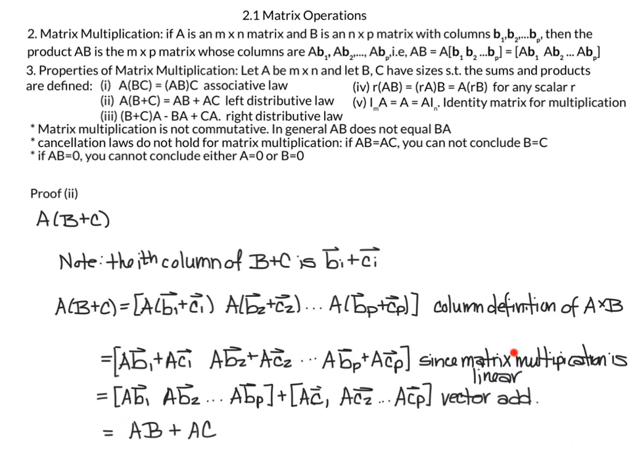So now, since matrix multiplication is linear, this is equal to AB1 plus AC1. This part here is AB2 plus AC2. Up to here, this is ABp plus ACp. And now here, my A times B1 is a vector, plus my A times C1 is a vector, so I can separate these two out. And I can do the same for my second term. These are two vectors, so I can separate them out. And here, these are two vectors, I can separate them out. So I have this matrix here and this matrix here, AB1, AB2 up to ABp, and AC1, AC2 up to ACp. But this is just equal to AB, and this here is just equal to AC. So I have proven what I wanted to show.